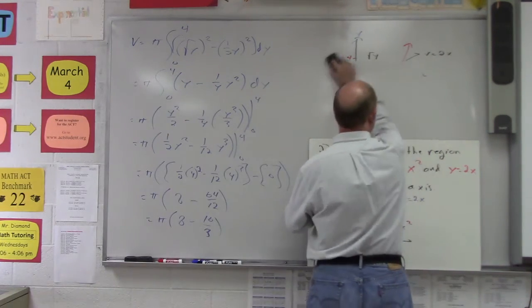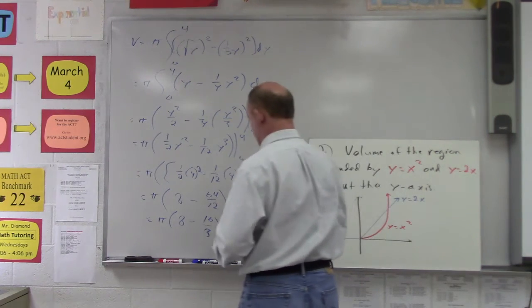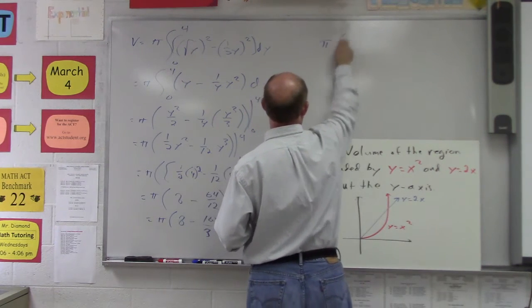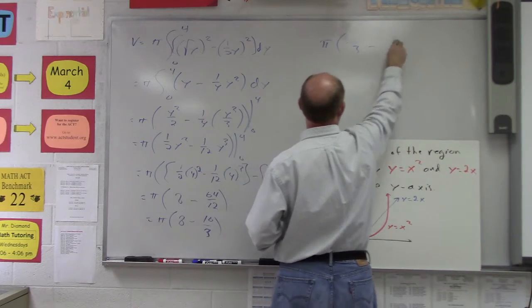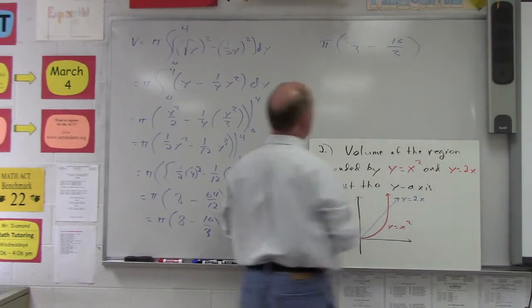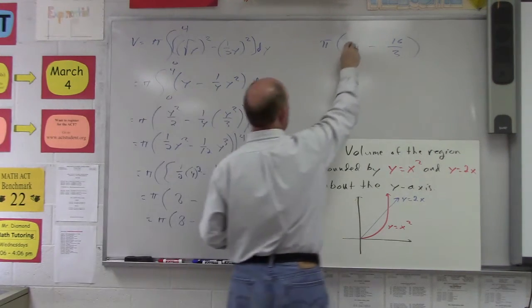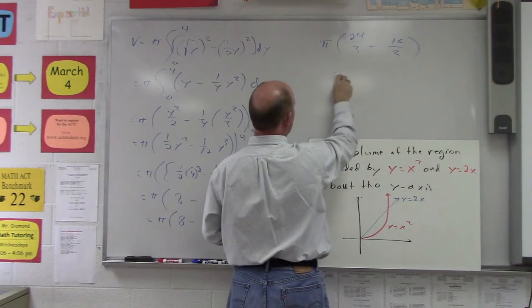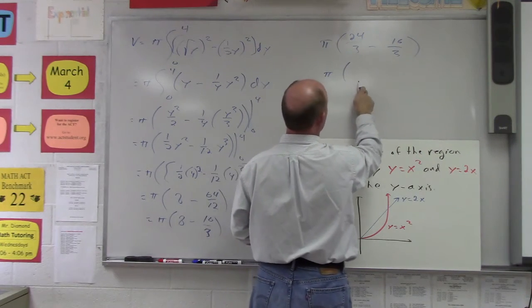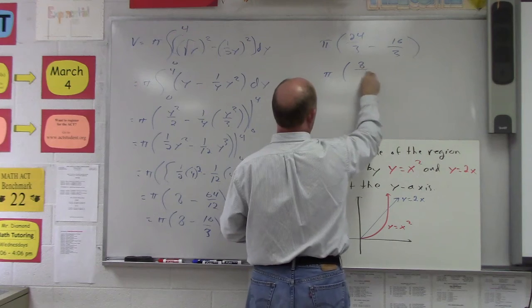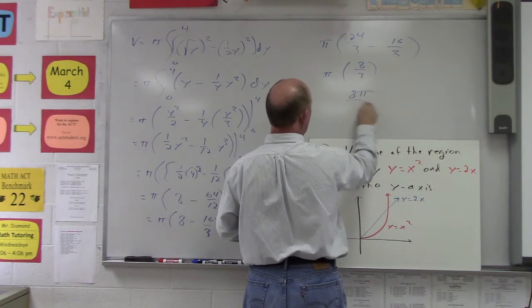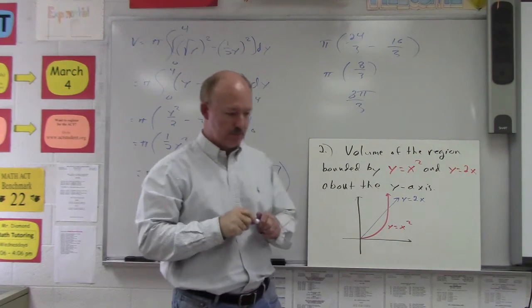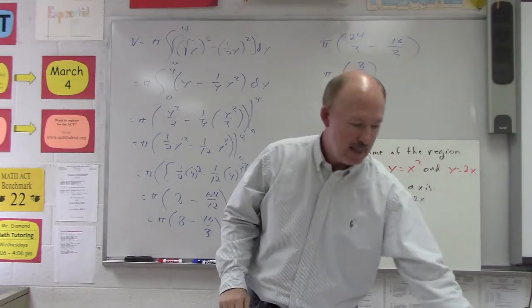Okay, we're almost done. We just have to do the arithmetic here to finish this up. So this will be pi times 3 minus 16 over 3. And in the denominator 3, so this becomes 24 over 3. 24 minus 16 gives us 8 over 3, so this will be 8 pi over 3 for our volume. So example number 2, that's how you do it.